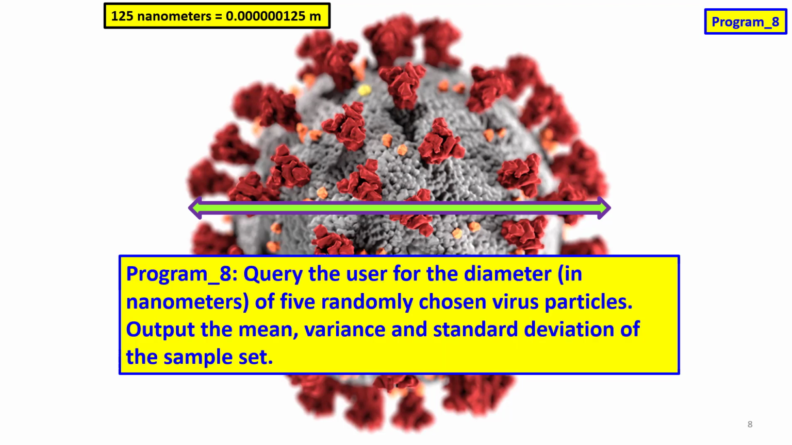Your company, Hurricane Island Research, has a contract to build a software prototype for the CDC that will query the user for the diameter in nanometers of 5 randomly chosen virus particles measured by a technician. The technician will enter those values and your system will output the mean, the variance, and the standard deviation of the 5-sample set.